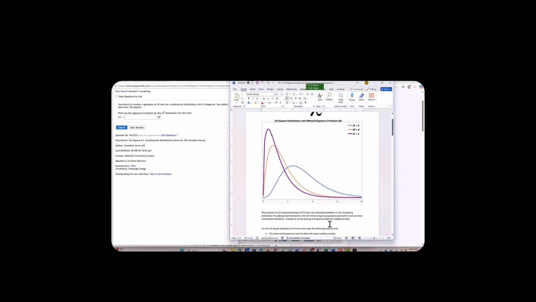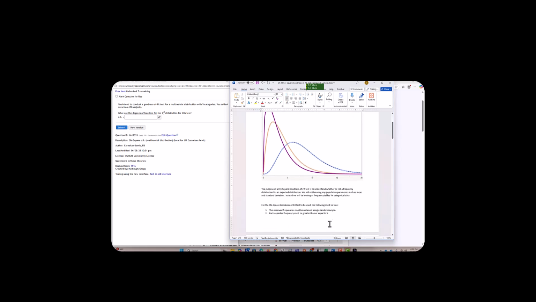We will not be using any population parameters such as mean and standard deviations, and instead we're going to be looking at frequency tables for counts for categorical data. So for the chi-square goodness of fit test to be used, the following must be true. The observed frequencies must be obtained using a random sample, and each expected frequency must be greater than or equal to 5.